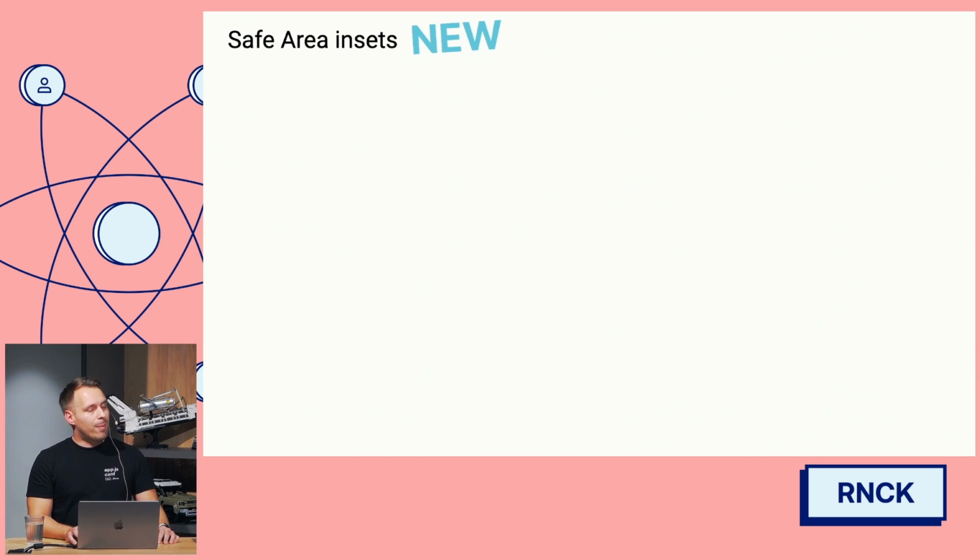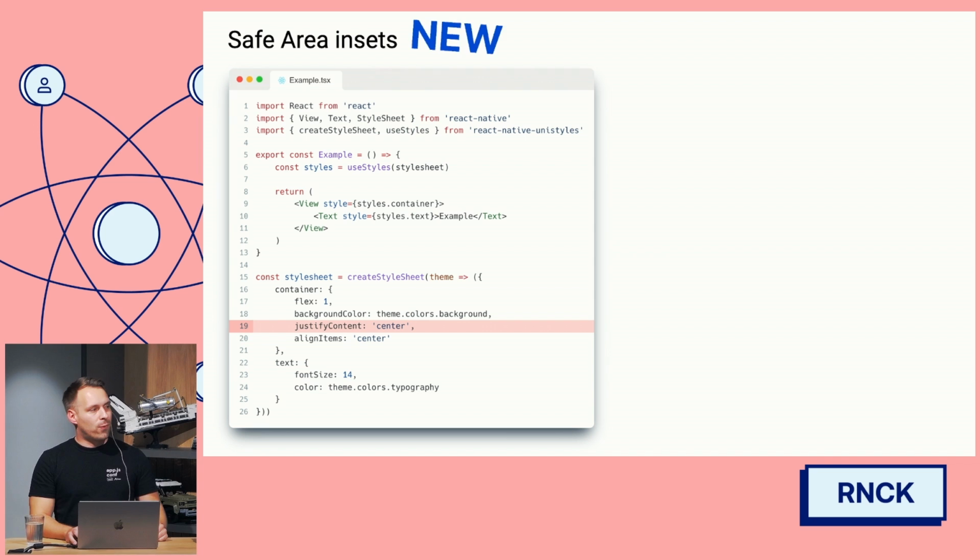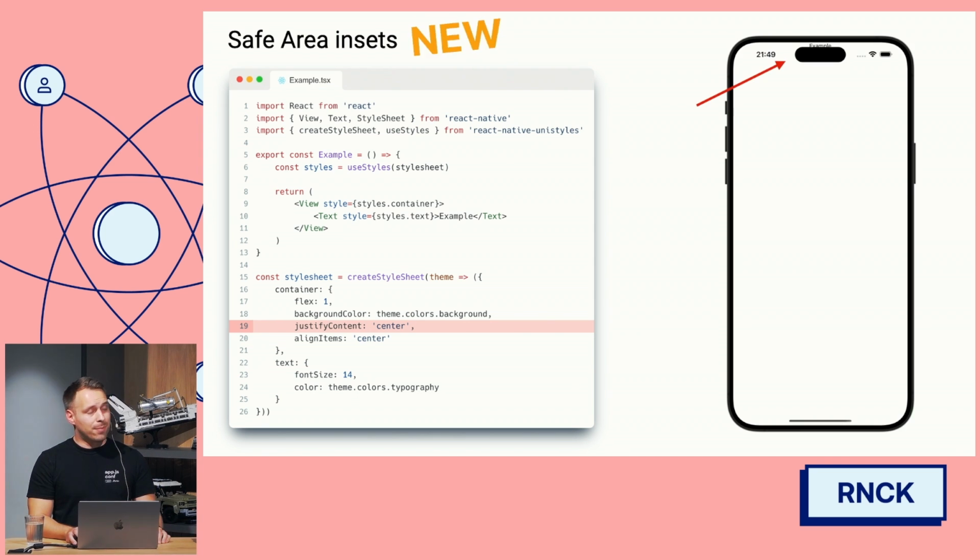Okay, what about safe area insets and context? Yeah. So this is a new feature published 2 days ago. And let's remove justify content from the view. So we will have an example below the dynamic island. You would typically need to import React Native safe area context, add an additional hook, and use inline styles.